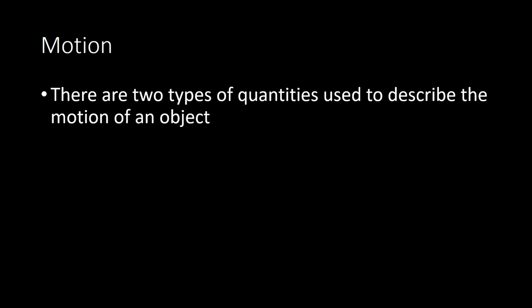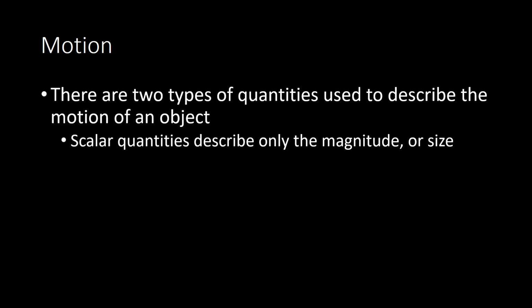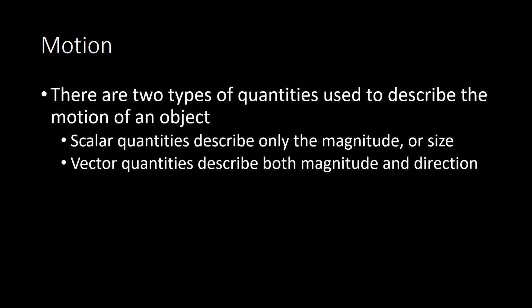First, you have to understand that there are 2 quantities that we use to describe the motion of an object. The first is called a scalar quantity. Scalar quantities describe only the magnitude or size. So how big is the motion? It only talks about what the size of the motion is, nothing else. Then we have vector quantities that look at both the magnitude and the direction. So how big is the movement and what direction did the movement go in? It's important to know that scalar and vector terms don't just apply to motion, but that's the unit we're in, so that's how we're going to be applying them.